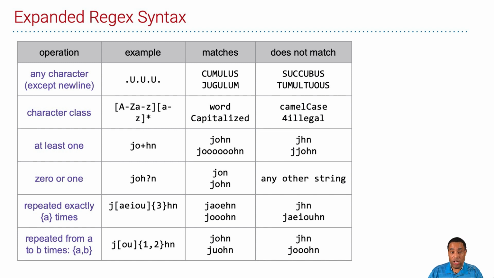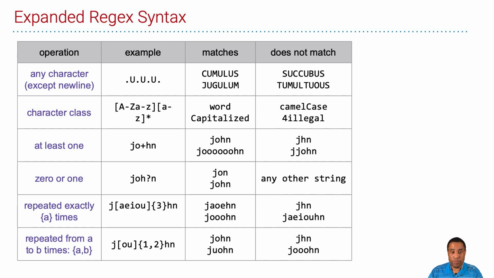And then that's followed by another character class of lowercase a to lowercase z, and that has the asterisk, which means 0 or more of that. So this will match an uppercase or lowercase letter followed by 0 or more lowercase letters. So it'll match word, all lowercase, or it'll match capitalized with a capital C. But it's not going to match the word camel case where the second C is capitalized, because only the first letter can be capitalized. And similarly for illegal will not match either because the first character is a number and not a letter.